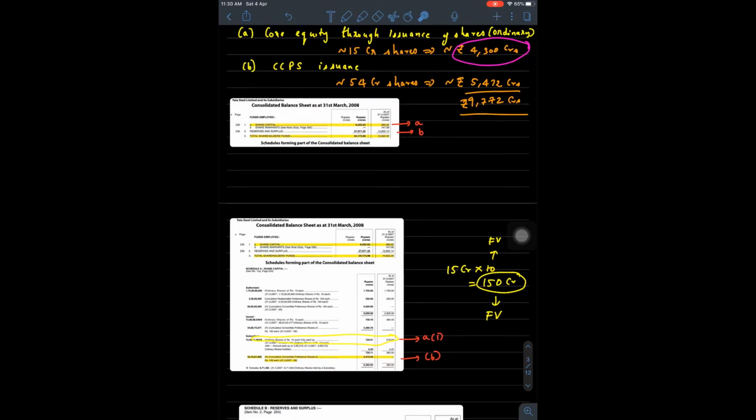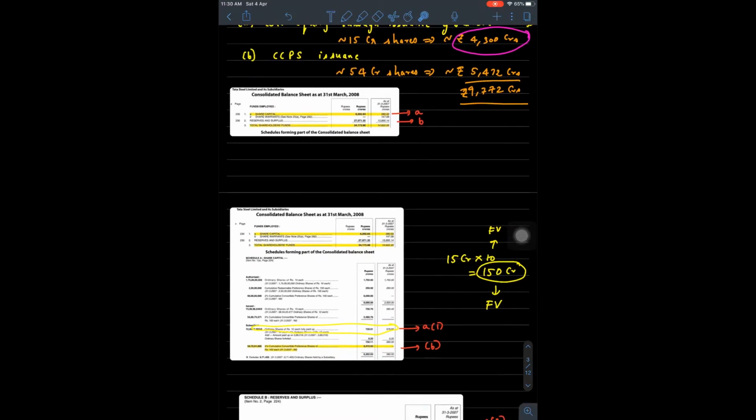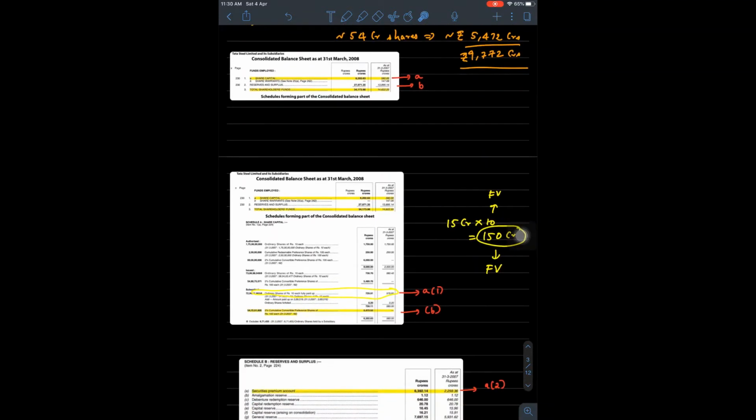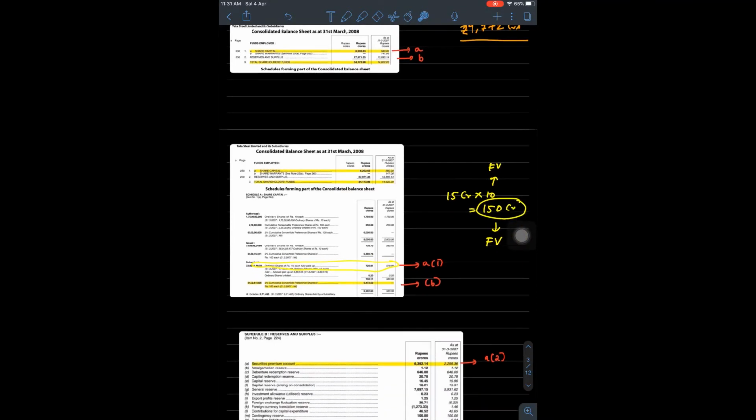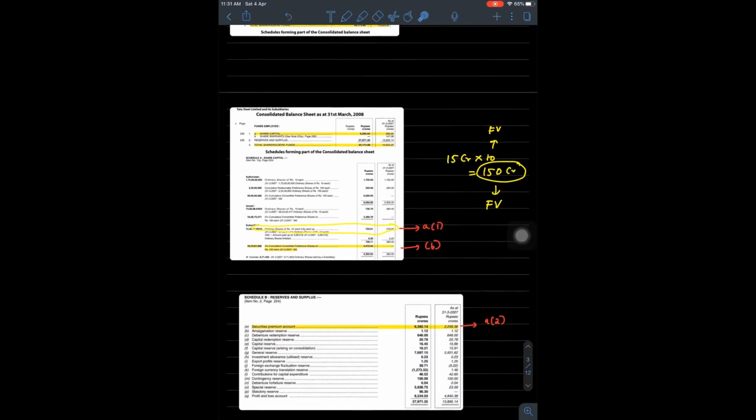This will also be present in both the standalone and consolidated form of the balance sheet. Notice that the shares subscribed has increased by only 150 crores over here. This only reflects the face value, and any amount raised beyond the face value will be treated as share premium account in the reserves and surplus.